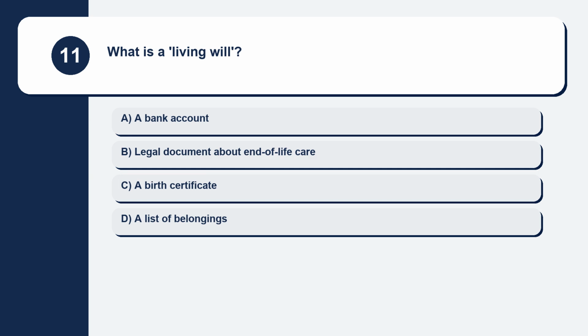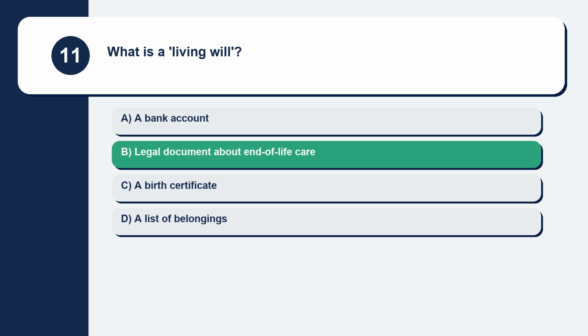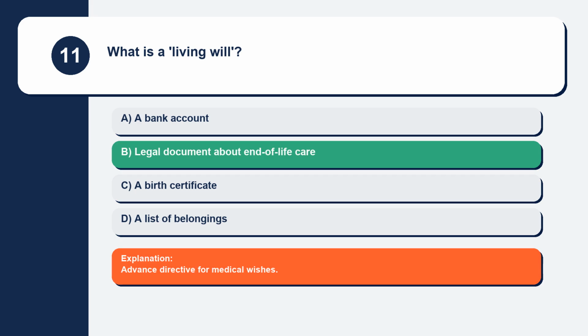Question 11. What is a living will? A bank account, legal document about end-of-life care, a birth certificate, a list of belongings. Advance directive for medical wishes.